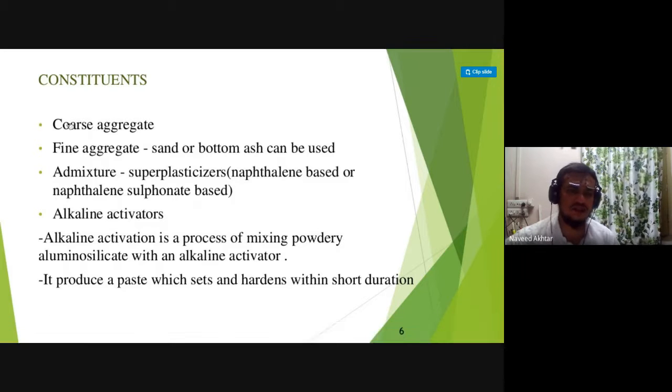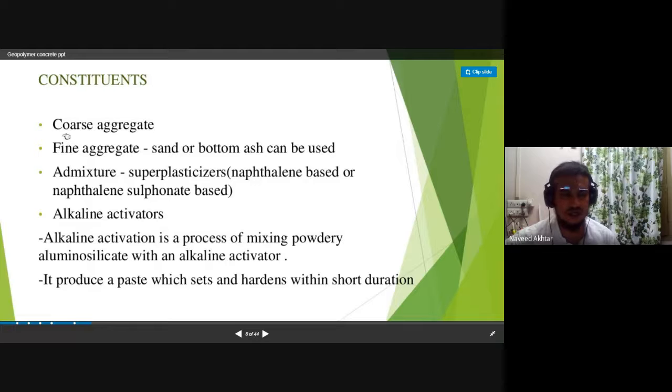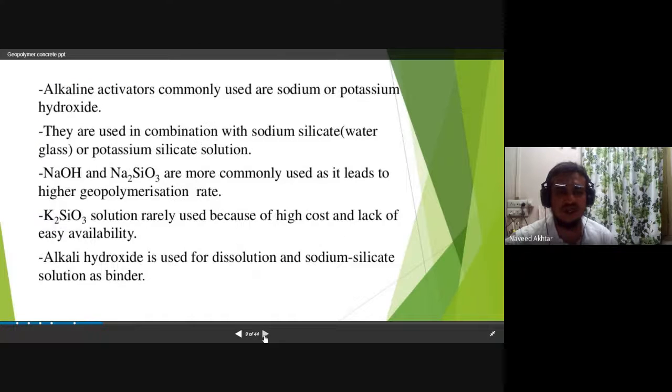The constituents I told you, that is the coarse aggregate, fine aggregate, admixture, and alkaline activator, are used in place of cement. Alkaline activation is a process of mixing powdery aluminum silicate with an alkaline activator, and it produces a paste which sets and hardens within a short duration, but it requires heat for a fast reaction, because the polymerization is a reaction.